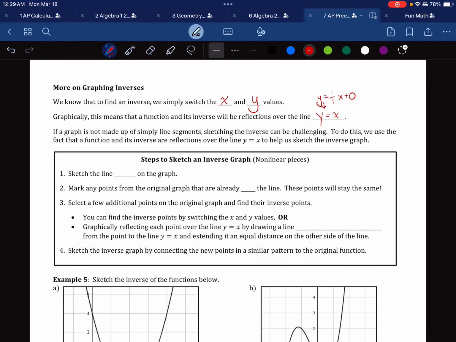If a graph is not made up of simply line segments, sketching the inverse can be challenging. To do this, we use the fact that a function and its inverse are reflections over the line y equals x to help us sketch the inverse of the graph. So here are the steps. First, you're going to sketch the line y equals x. Then you're going to mark some points that are on the original graph that are already on the line. You can also select a few additional points based on nice points. You can either find the inverse points by switching the x and y values, which we know, or graphically you can reflect each point over the line y equals x by drawing a line that's perpendicular.